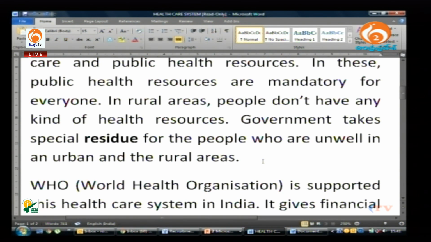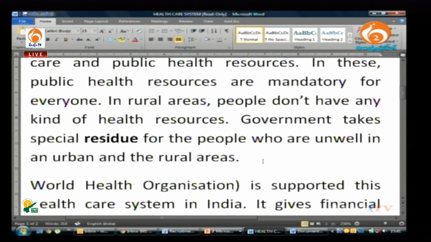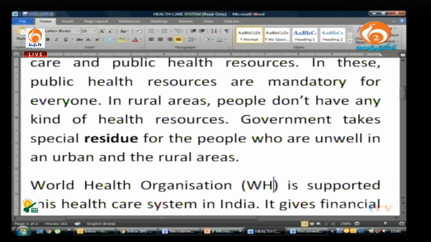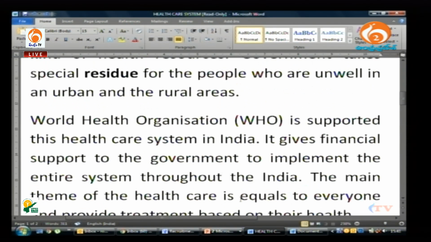Number 2, in terms of usage of short forms, I told all of you, the right way of using short form is expand it full, then put it in short form. Okay, World Health Organization, WHO. First expand it, then put it in short form. All right. World Health Organization has supported this healthcare system in India.